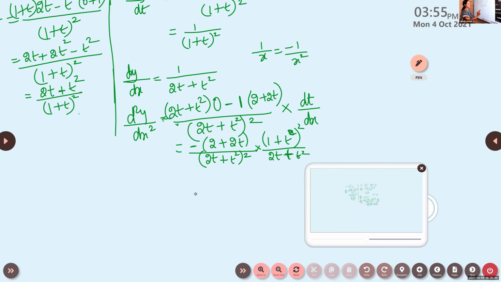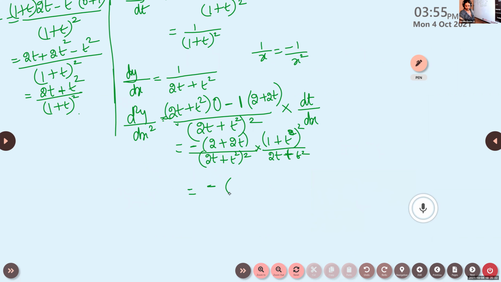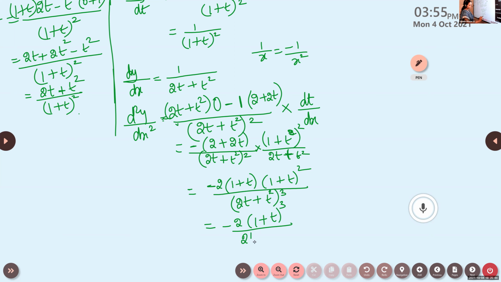So when you simplify this, you get minus of, from here we can take 2 outside, 1 plus t into 1 plus t the whole square by 2t plus t square the whole cube. So it is minus 2 into 1 plus t the whole cube by 2t plus t square the whole cube.